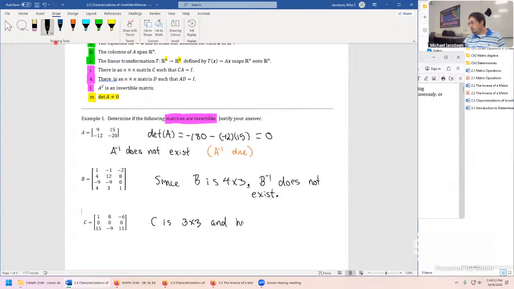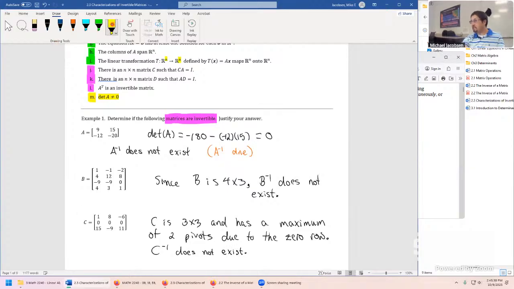And it has a maximum of 2 pivots due to the 0 row. So we're done on this one. This immediately tells us C inverse does not exist. So that 0 row caused the problem immediately. So, maximum of 2 pivots there.